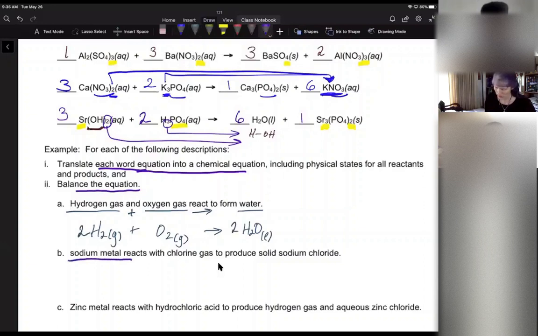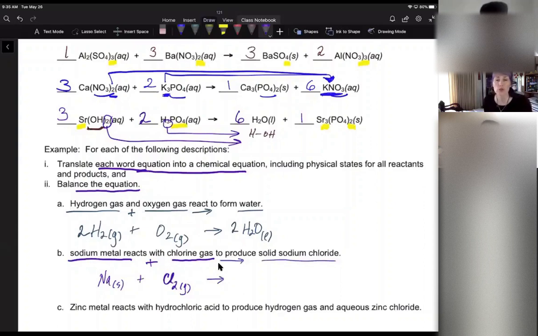How does sodium metal look by itself? It's just one atom in the solid. That's how metals come. Just one atom. And they're all solid except mercury. All right, what about chlorine gas? That one is a diatomic.